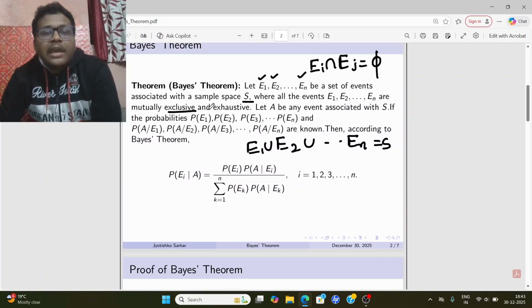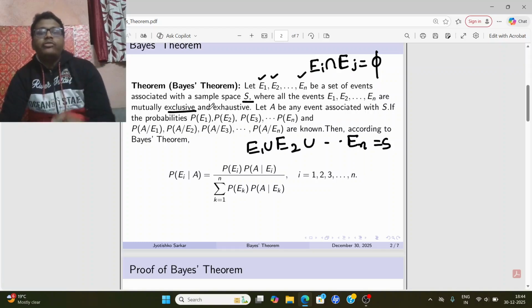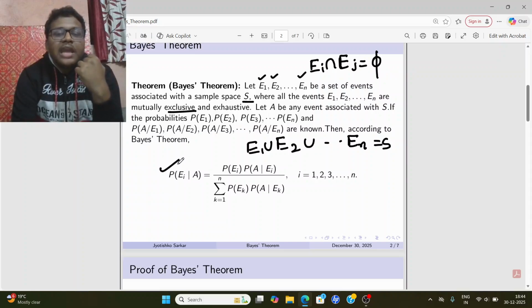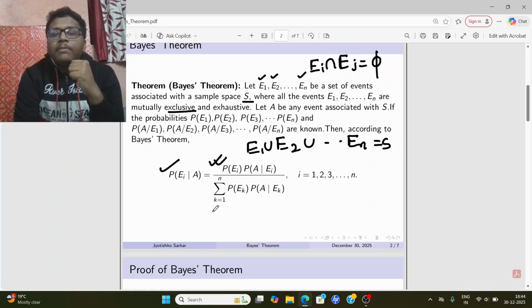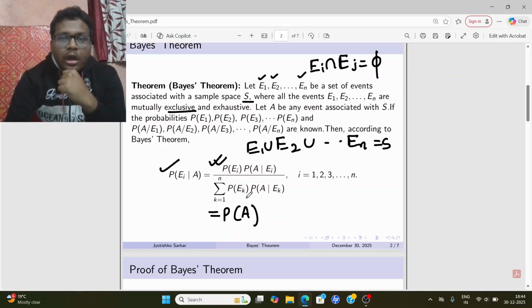Okay, now let A be any event associated with S, and if we know the probability of E1, E2 up to En and the conditional probabilities A bar E1, A bar E2 up to A bar En, then if I have to find the inverse of these probabilities, like probability of EI bar A, then this is the formula, that is probability of EI into probability of A bar EI divided by the total probability of A. This is nothing but the total probability of A. Now how did this formula come? So let's go through the proof.